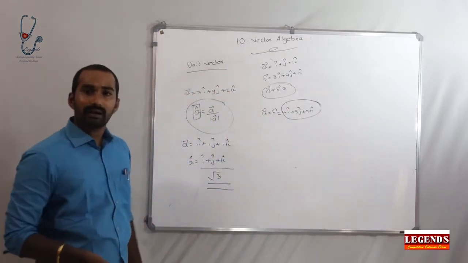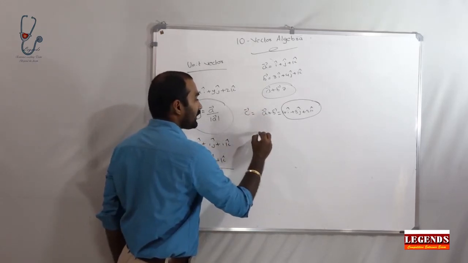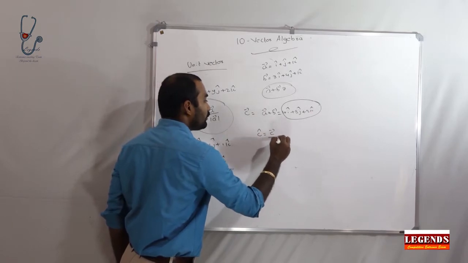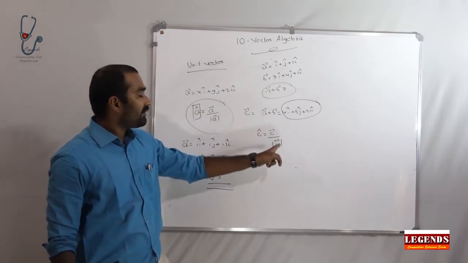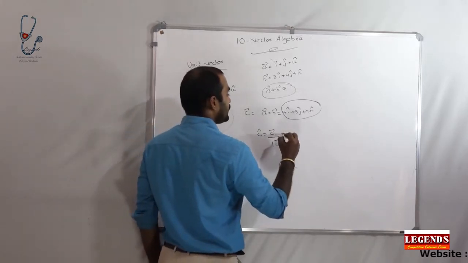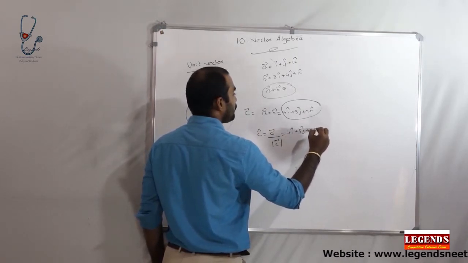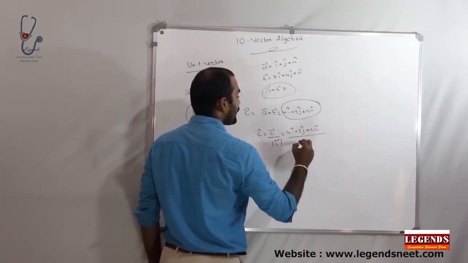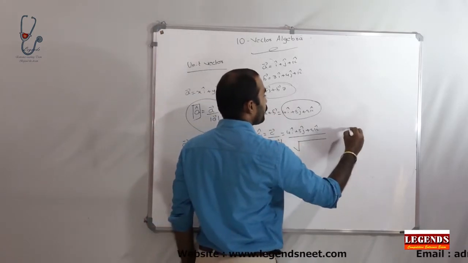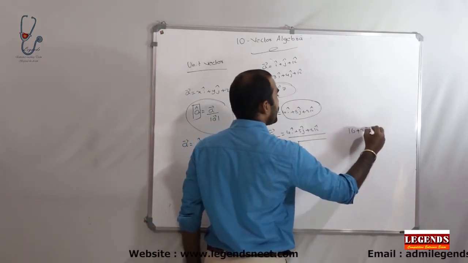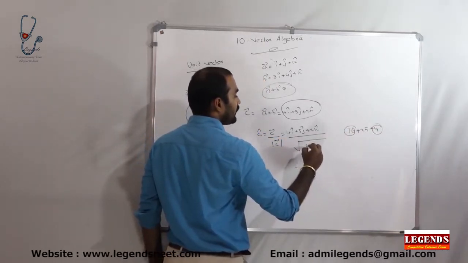Then find the unit vector of A plus B. I am just calling A plus B as C vector. Then the unit vector is C cap, which is equal to C vector divided by the magnitude of C. What is the value of C vector? 4i plus 5j plus 2k divided by the magnitude of C. How can we find the magnitude of C? First of all, the square of 4 is 16, 5 squared is 25, and 2 squared is 4. 16 plus 4 is 20, and 20 plus 25 is equal to 45.